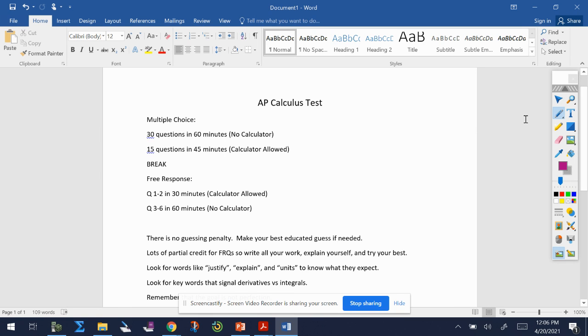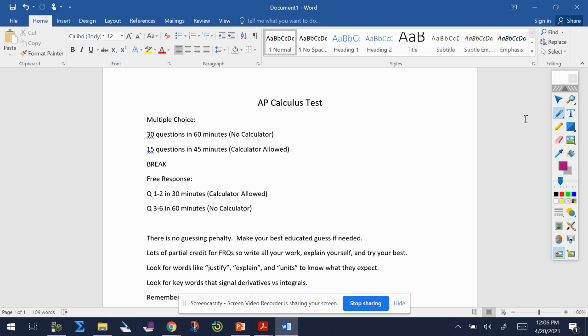So let's talk test layout, just so you get a chance to hear me go through what to expect on test day as far as questions and timing. On the test, this is the order in which you'll do it. You're going to start with part one, a multiple choice section that has 30 questions. You are not allowed to use a calculator, and you will have 60 minutes to do them. So essentially, you need to average about 2 minutes per question.